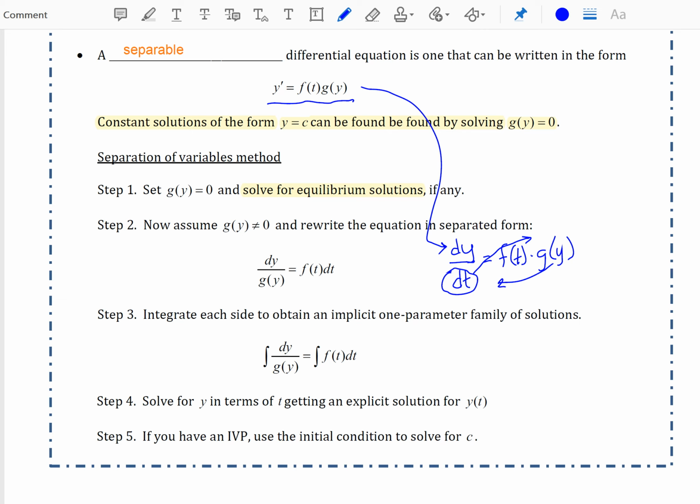We will then integrate each side to obtain an implicit one-parameter family of solutions, where the integration technique that you apply will depend on the specific functions that are given. After integrating, we will solve for y in terms of t to get an explicit solution, y of t, that we're looking for. If you have an initial value problem, you will then use the initial condition to solve for your arbitrary constant c.